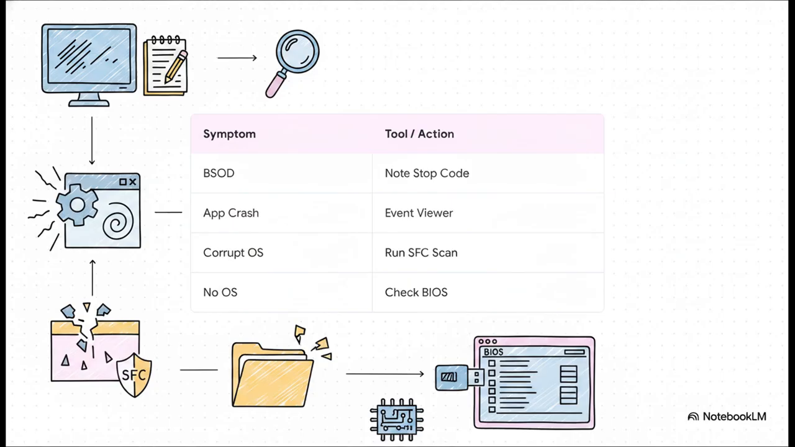Seen that blue screen? Your absolute first action is to note the stop code. That code is literally your primary clue. Now, if the system won't boot after that, a system restore might roll it back to a last known good state. What about random applications crashing? For that, tools like the Event Viewer and Reliability Monitor are fantastic for tracking stability over time. And if you suspect corrupt OS files, you're going to want to run SFC, the System File Checker, using the scannow command. Finally, if the PC boots up and just says no OS found, honestly, check if a USB drive was left plugged in or check the BIOS boot priority.